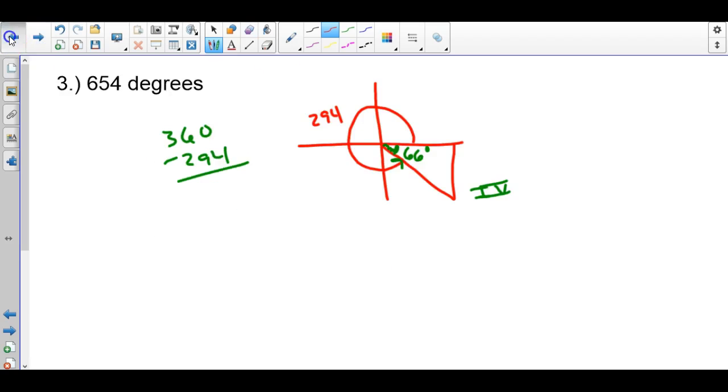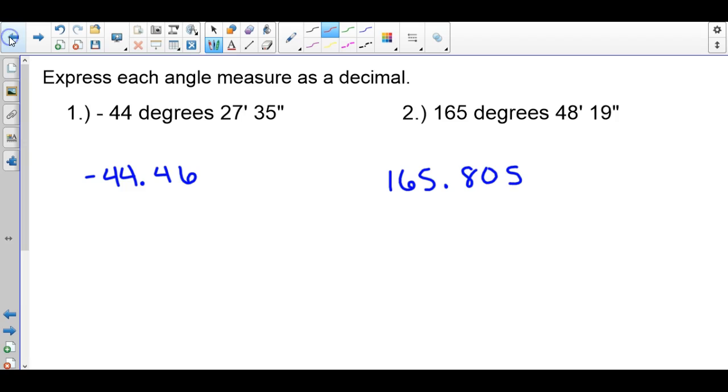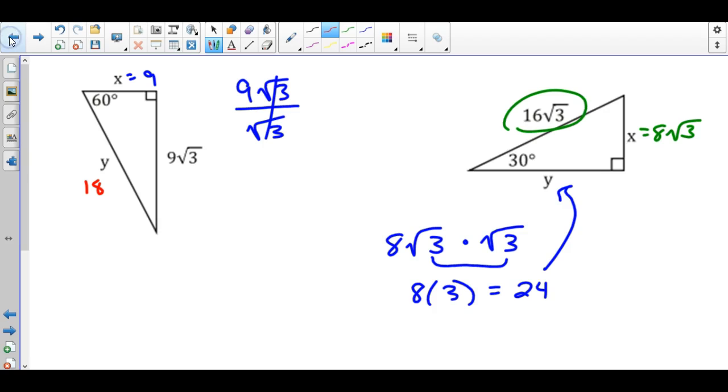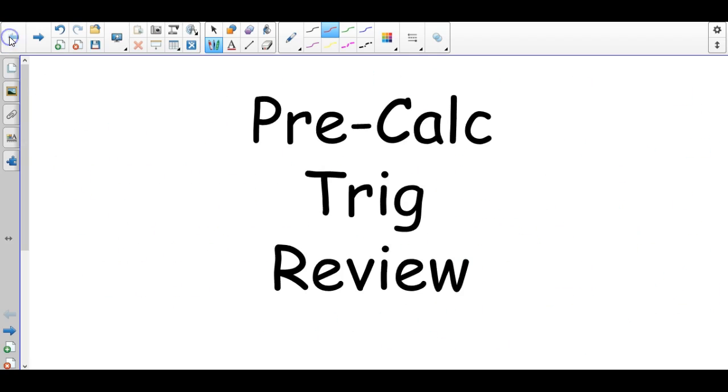So just taking a look again, those were the last few problems, dealing with coterminal angles and terminal sides. We had the conversions with the degrees, minutes, seconds, the special right triangles, and then some sine, cosine, tangent problems.